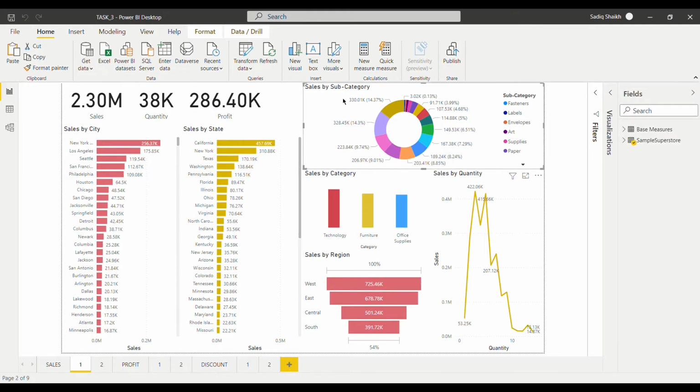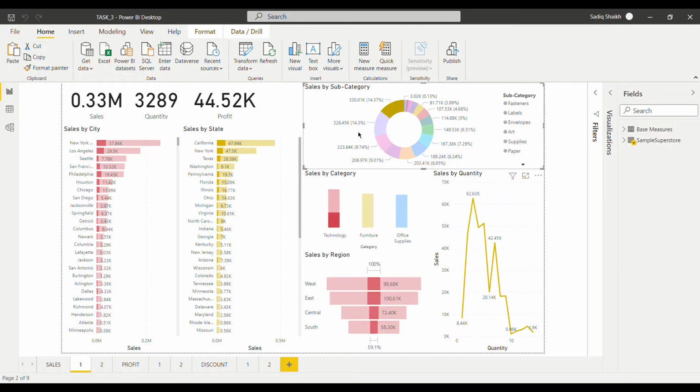Now if we consider the sales by subcategory, firstly we'll see the category part. The categories are technology, furniture, and office supplies. The sales of technology are higher compared to the second and the third. Among these, the subcategories are fasteners, labels, envelopes, and art. Among these, the first and the highest is phones. Phones have the highest number of sales in the entire business. Phones come under the technology category, and phones get the highest sales in the New York region, and by state in the California region.